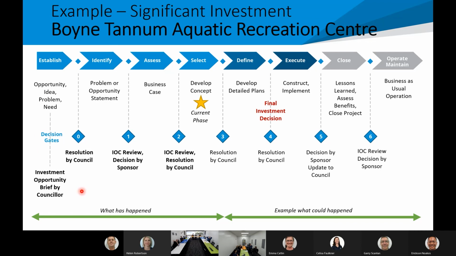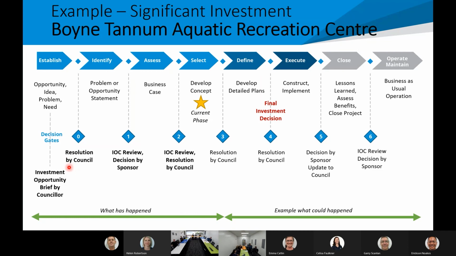So in the established phase, there was an idea that came from the boardroom. Not that they did an investment opportunity brief, but they did something similar, and that came through as a council resolution that this is an idea we want to spend time and effort looking at. So Gate 0 effectively was a resolution by council. At Gate 0, they said, look into this and bring back to us a business case about doing a pool in Boyne.